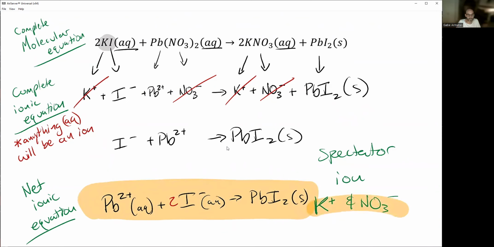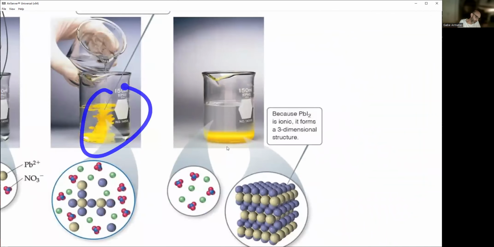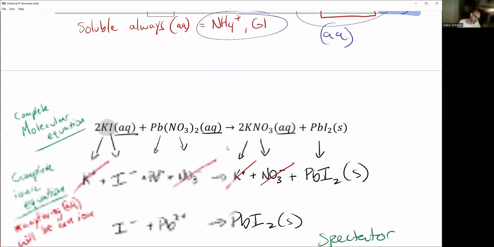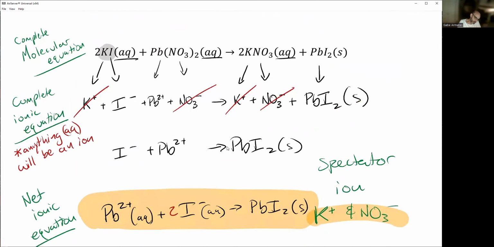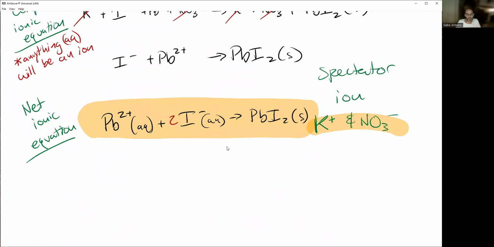These are my spectators. That's what we're looking for. This is the interesting part of the reaction. When you mix together to create that lead iodide, the lead and the iodine were finding each other and precipitating out of solution. By the way, you also might see something like this, a down arrow indicating that it precipitates out. Or you might see this. But this net ionic equation shows you the interesting part of what's actually going on.